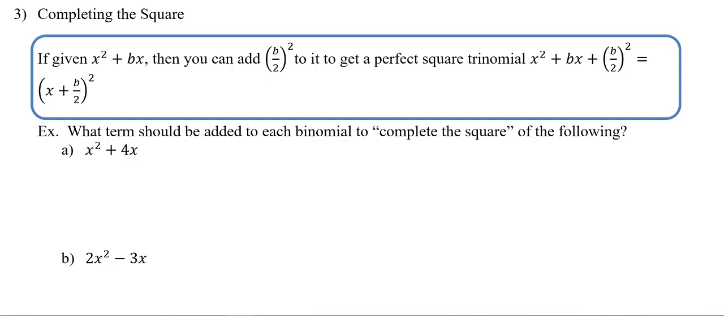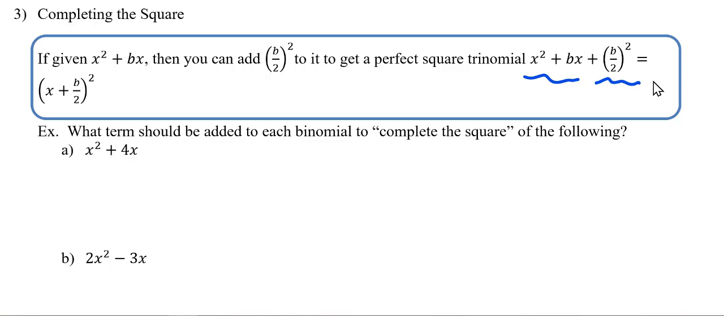So at the beginning here, you have this box that says, if given x squared plus bx, then you can add b over 2 squared to it to get a perfect square trinomial. If we add the b over 2 squared to the x squared plus bx, that becomes something that can be written in factored form where it is a perfect square, so a quantity squared.